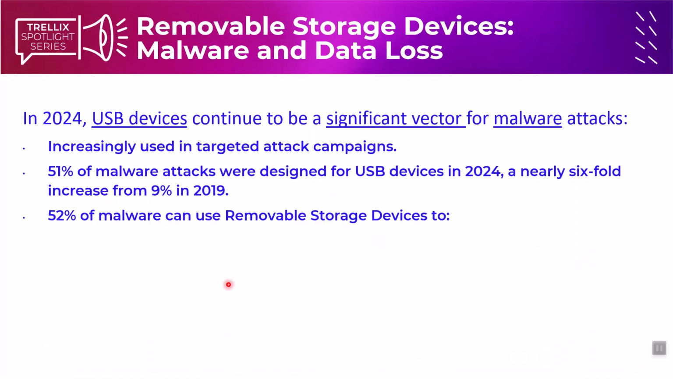Looking at the report in 2024, USB devices continue to be a significant vector for malware attacks. They are increasingly used in targeted attacks and campaigns. 51% of malware was designed for USB devices in 2024, a nearly six-fold increase from 9% in 2019 to now 54% in 2024. And again, 52% of that malware can be used with removable storage devices.